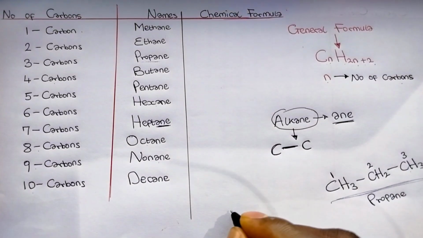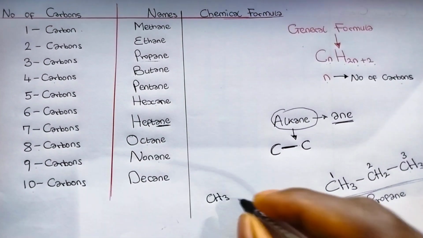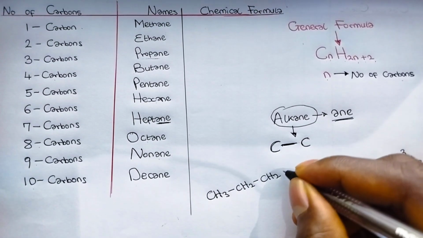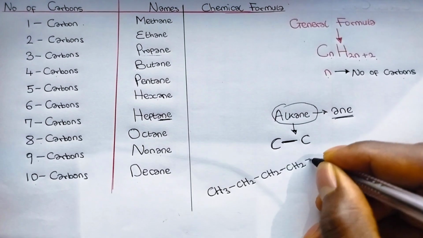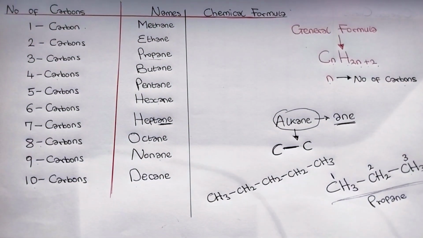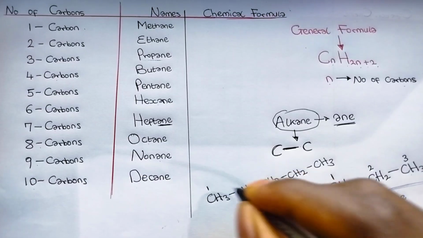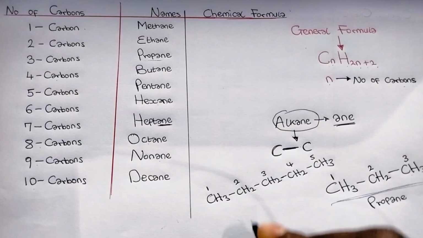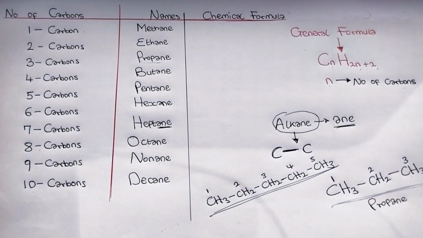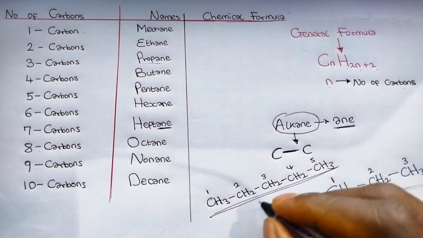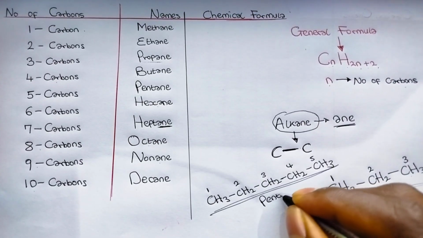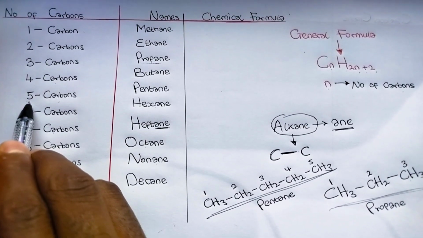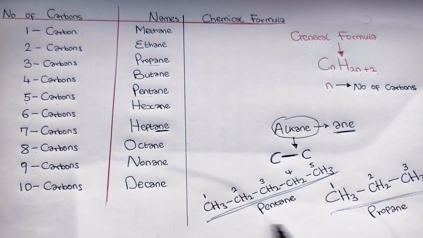Let's look at another structure. If you have a structure like this: CH3, CH2, CH2, CH2, CH3. Now let's count the longest continuous carbon chain: 1, 2, 3, 4, 5. So this structure has 5 continuous carbons, and it is called pentane. Like we mentioned, structures that have 5 continuous carbons are called pentane.